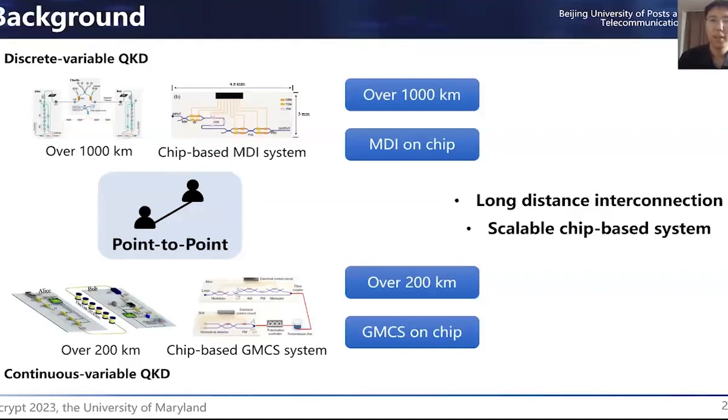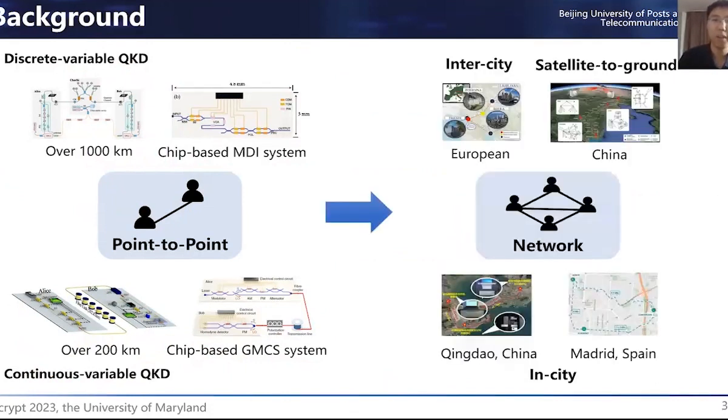Okay, now let's first review the point-to-point QKD system. The point-to-point discrete variable QKD system can achieve a transmission distance over 1,000 km, and there are chip-based systems. And the continuous variable QKD system can achieve over 200 km transmission distance, with chip-based Gaussian modulated coherent state systems. These achievements support long-distance interconnection and scalable deployments, which speed up the development of QKD networks.